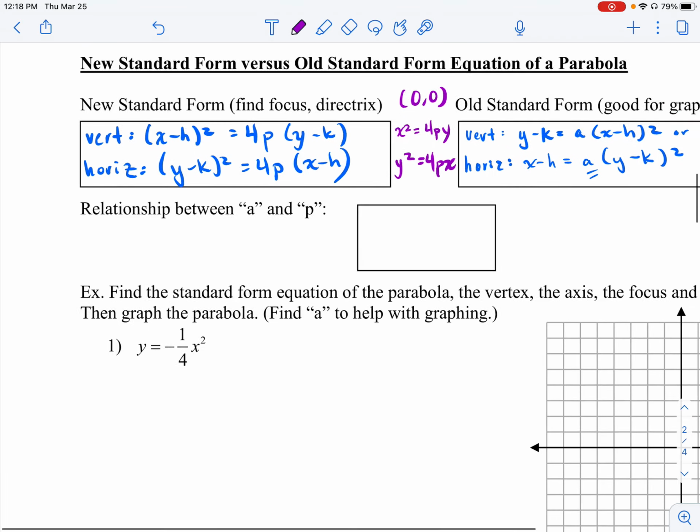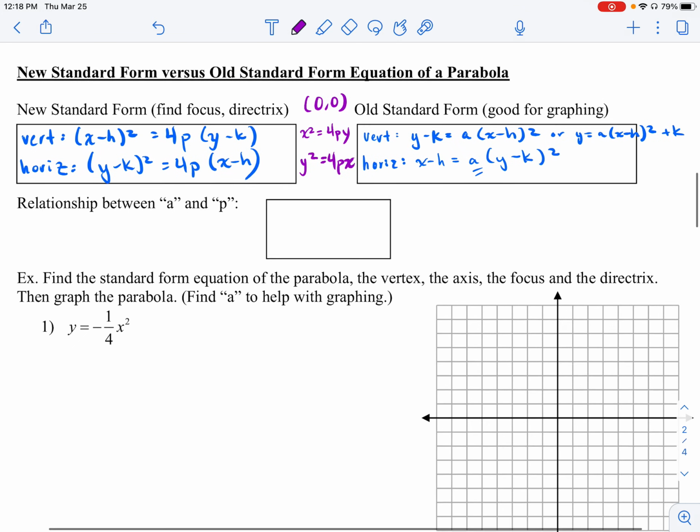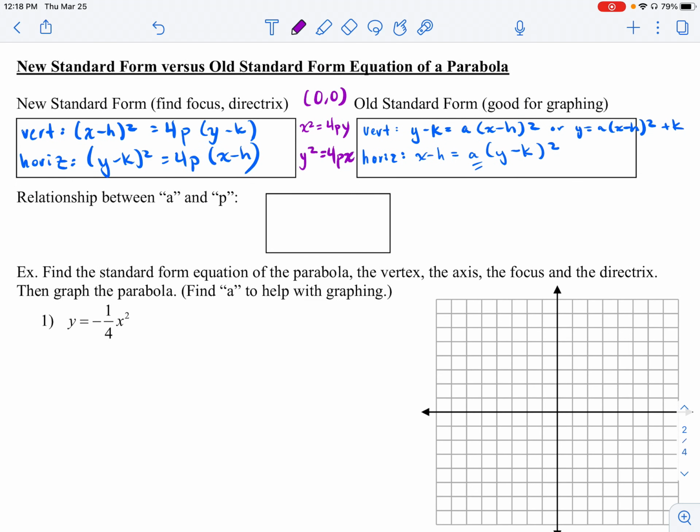So comparing the two, what's the benefit of each? The old standard form was great for graphing because it told us things like the behavior of our function pretty easily. The new standard form tells us our focus and our directrix really easily.